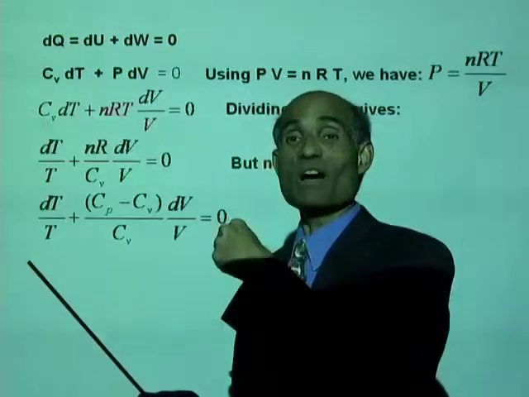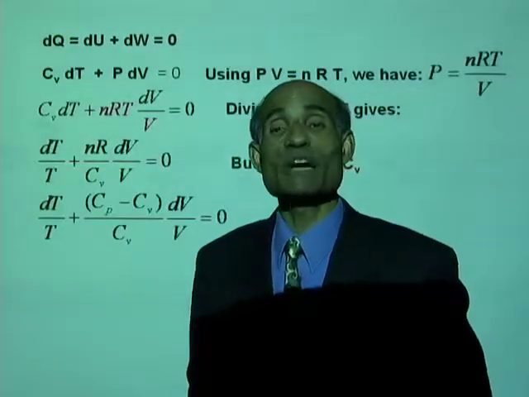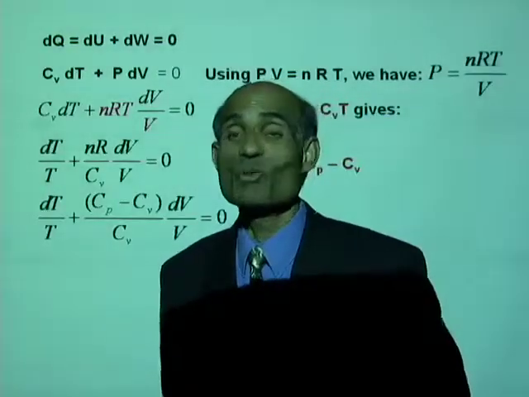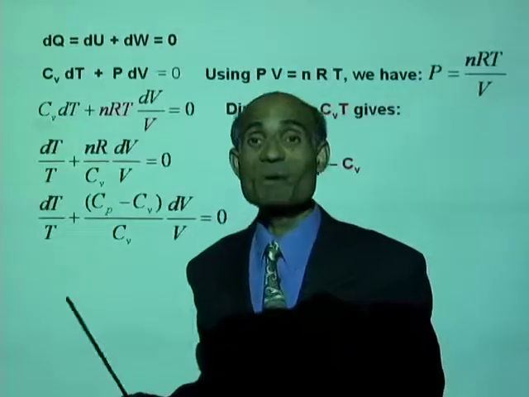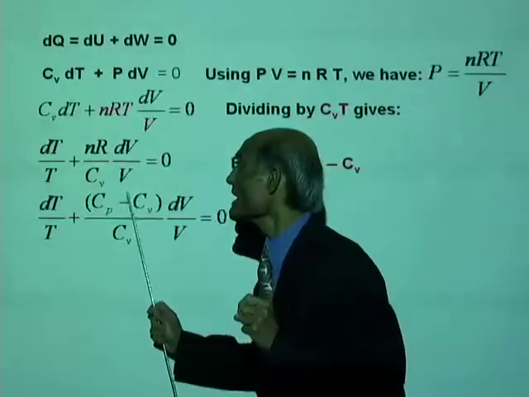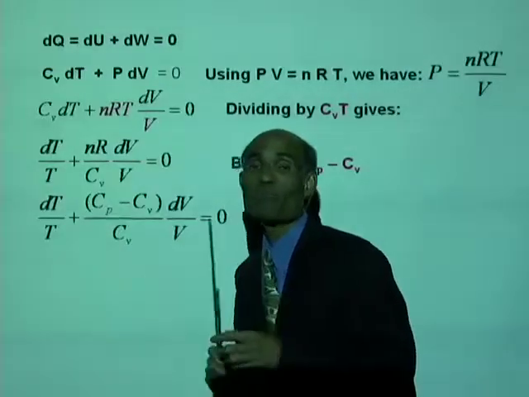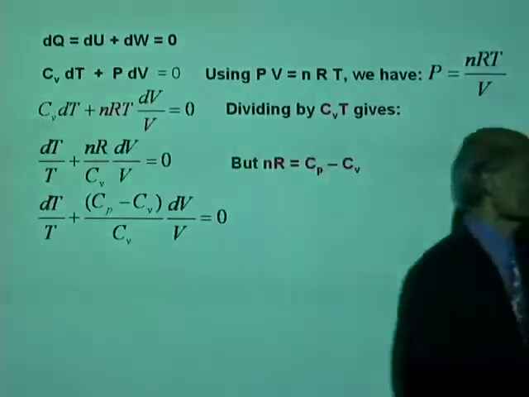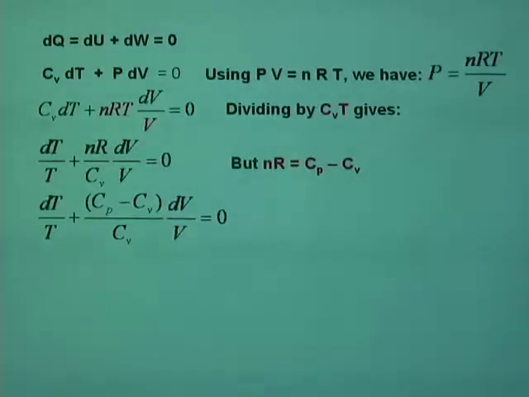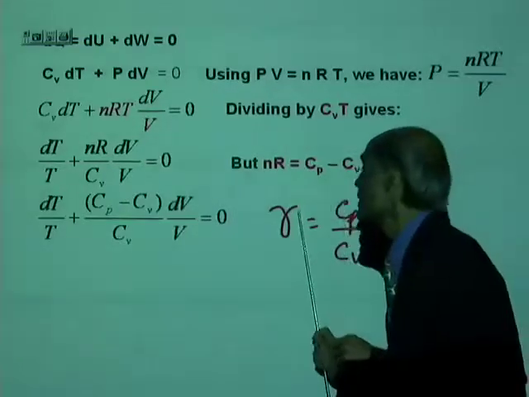Alright, this is the time I'm going to introduce that concept of gamma. You know what gamma is? Gamma is the ratio of heat capacity at constant pressure divided by heat capacity at constant volume. In fact, gamma equal to Cp divided by Cv. That is the quantity gamma.